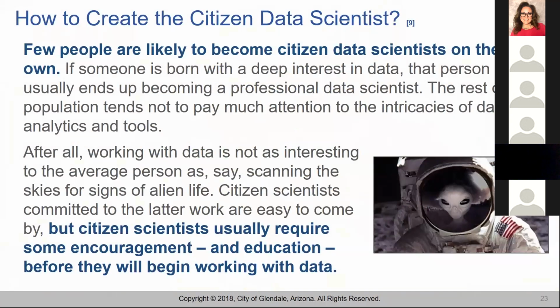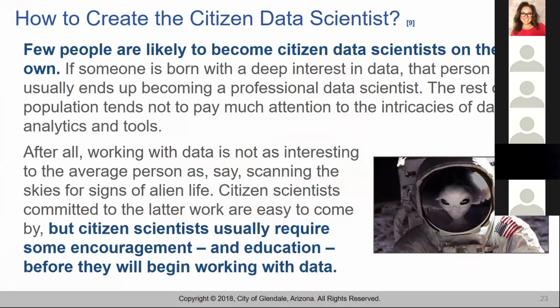So how do we create citizen data scientists? Us folks in IT have a little bit of a responsibility here. Few people are likely to become data scientists on their own. Some people are born with an interest in it, and usually they join the profession. They become a professional data scientist, or they go into IT. But most people don't pay that much attention to the intricacies of data analysis and tools.